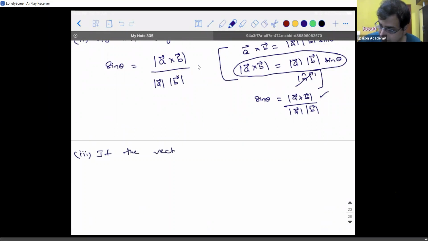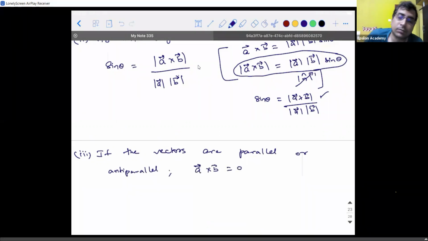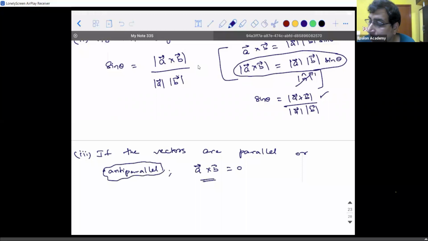If the vectors are parallel or anti-parallel, then A vector cross B vector is 0. So if you have to prove that two vectors are parallel, the cross product between them will be 0. But one tricky point is you will get stuck with anti-parallel vectors also. So I would suggest the best way to solve is the first two only. I'm not denying that this is a process, but you have an ambiguity existing. That is the reason why I'm not suggesting this.